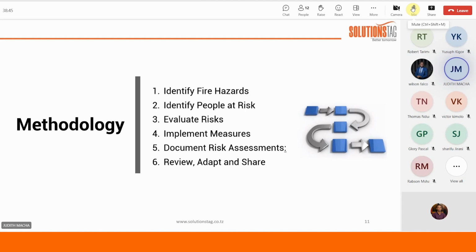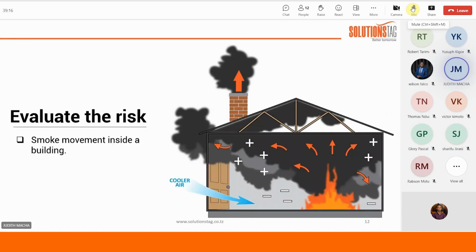After that, you have to evaluate the risk. And in evaluating the risk, you need to see the probability, the likelihood, the consequence if it happens, and the risk level. And then you have to implement measures to make sure you reduce those risks to as low as reasonably possible. And then you have to make sure you document, you have the reports, and those reports need to be reviewed, adapted, and shared for improvement in your area.